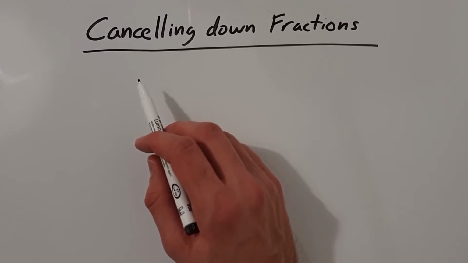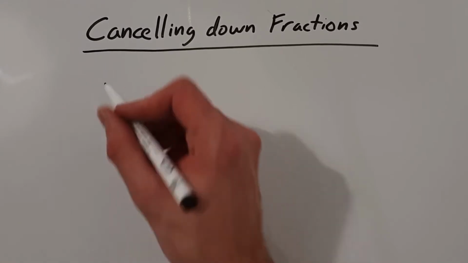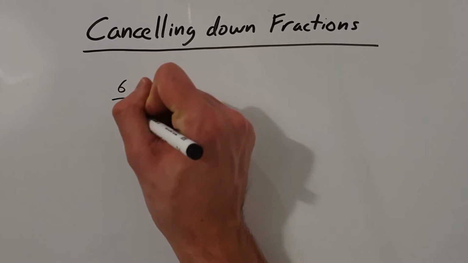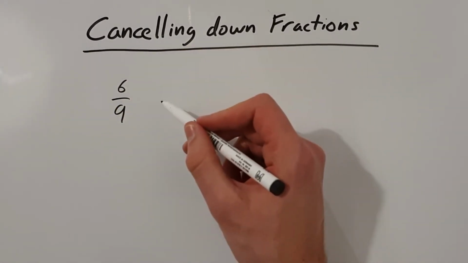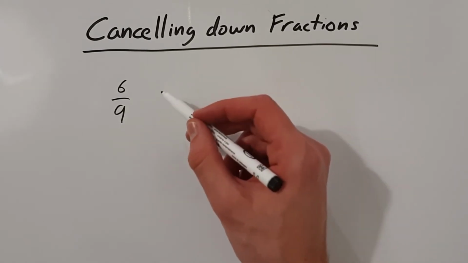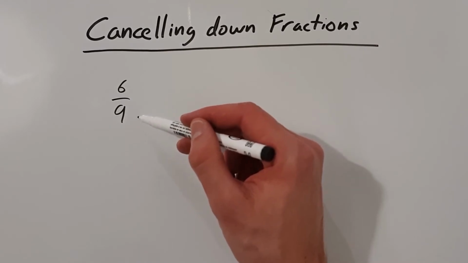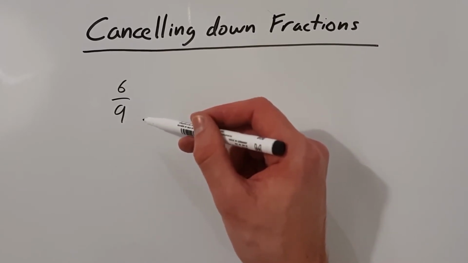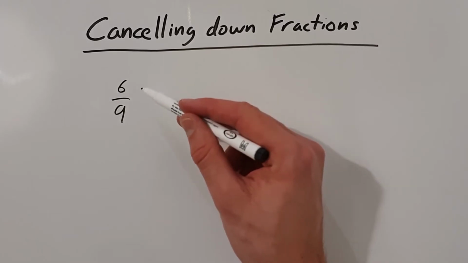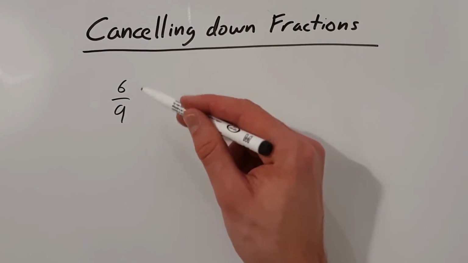So cancelling down a fraction is a vital skill that you need to know to simplify your answers. And the first example I'm going to choose to show you how to do this is 6 over 9. So when we want to cancel down a fraction, what we're looking for is a common factor of the numerator and the denominator. And if you remember from one of my previous videos, a factor is a number that divides into the number in question. In this case, we're looking for a number that divides into both of these numbers, so a common factor.